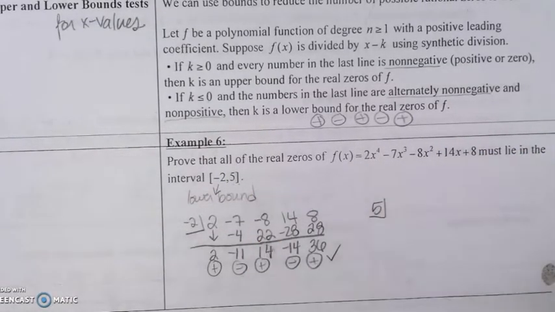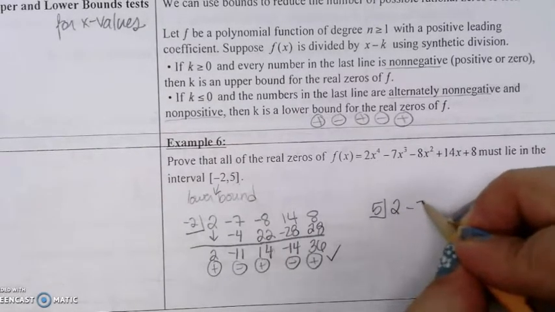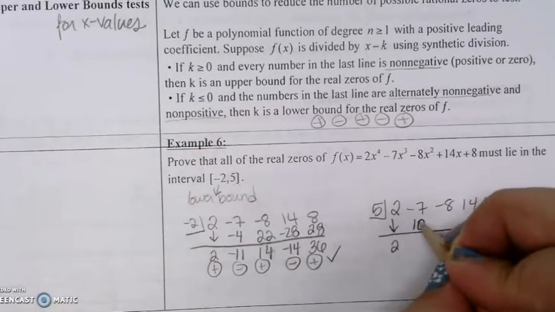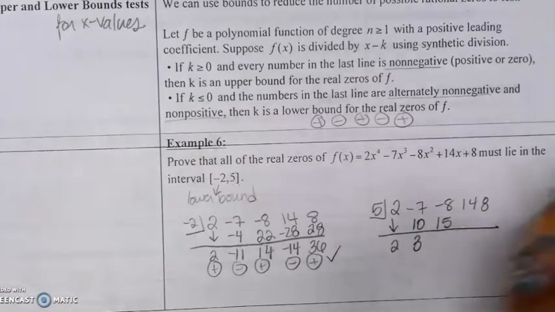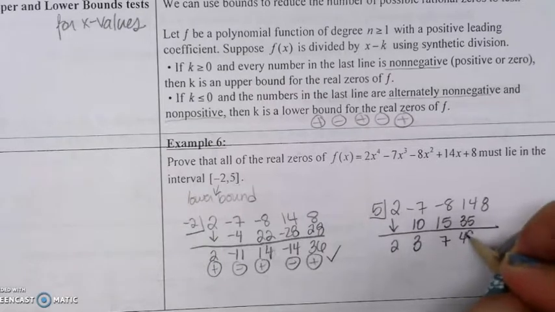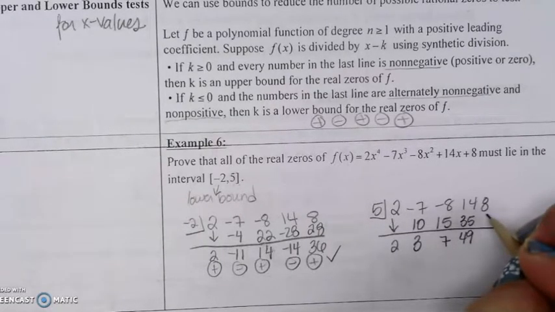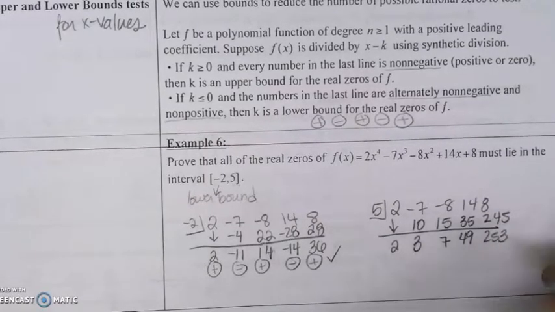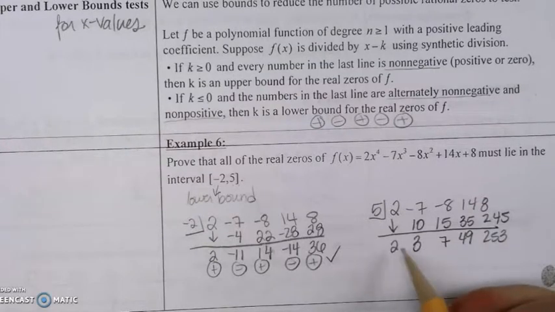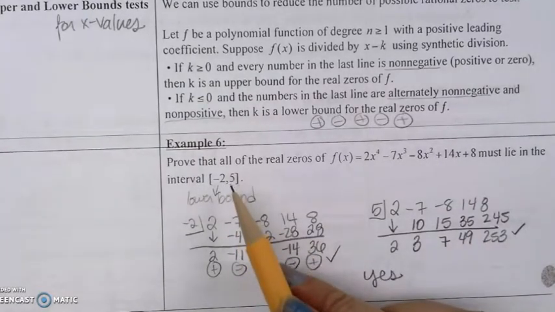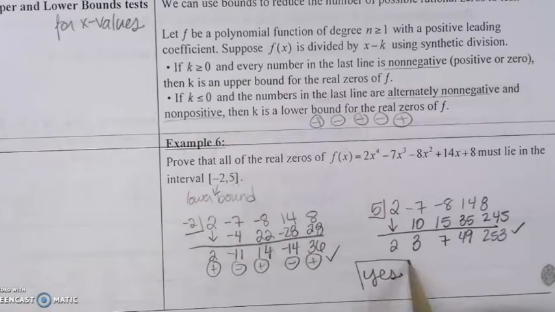And then I also want to test if 5 is my upper bound. So I'm synthetically dividing the same polynomial by 5. Drop my 2, times 5, add, times 5, add, times 5, add, times 5, and then add. Okay, and I want to make sure they're all positive. Positive, positive, positive, positive. We are good. So yes, this is bound. All of my zeros are between -2 and 5.